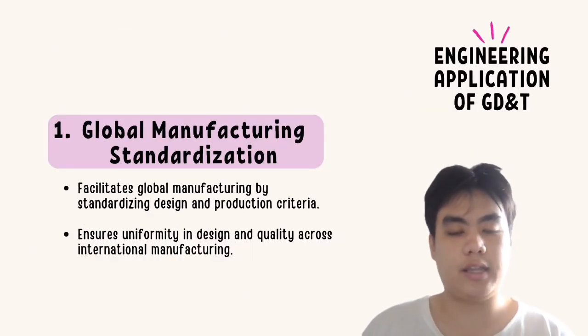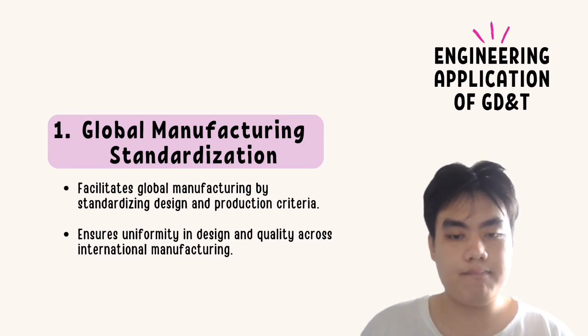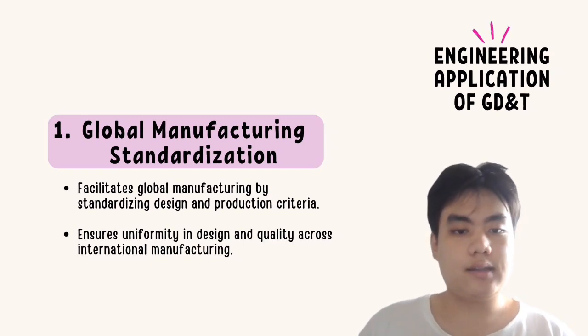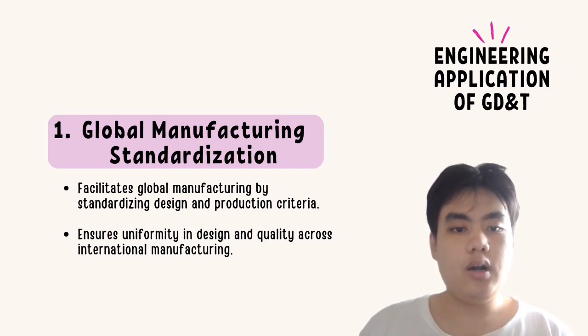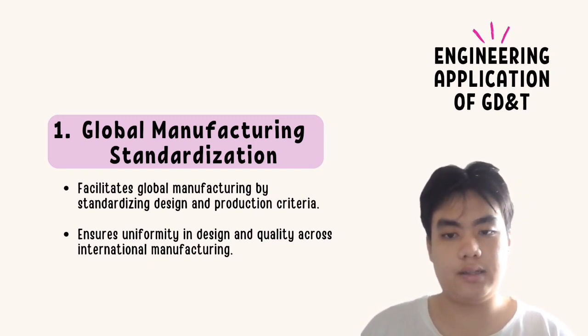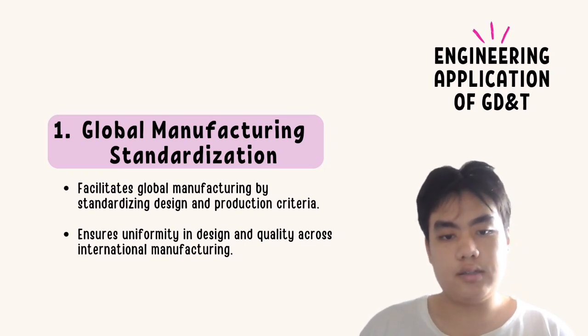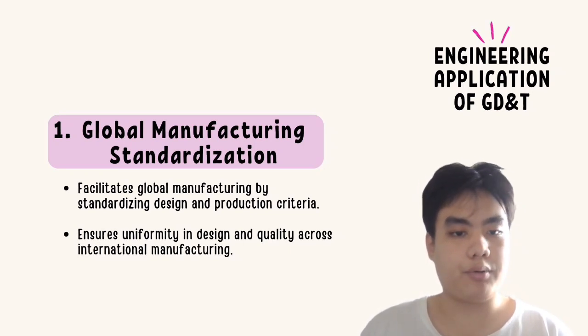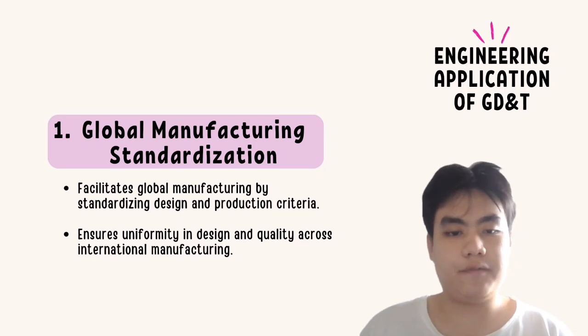First is global manufacturing standardization. GD&T plays a pivotal role in facilitating global manufacturing by standardizing design and product criteria. This standardization ensures uniformity in design and quality across international manufacturing. In the world's interconnected market and diverse manufacturing facilities, GD&T acts as a common language. By adhering to GD&T principles, manufacturers can standardize design and production criteria. This not only fosters consistency but also ensures that the products meet the same high quality standard regardless of where they are manufactured. The impact is profound, providing a foundation for global collaboration and competitiveness.